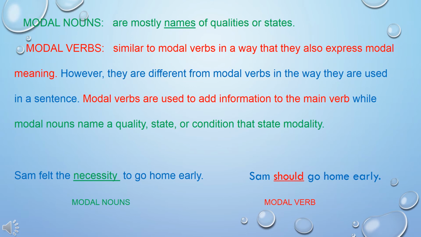Students, to sum up, modal nouns are mostly names of qualities or states. They are similar to modal verbs in a way that they also express modal meaning. However, they are different from modal verbs in the way they are used in a sentence. Modal verbs are used to add information to the main verb, while modal nouns name a quality, state, or condition that states modality.